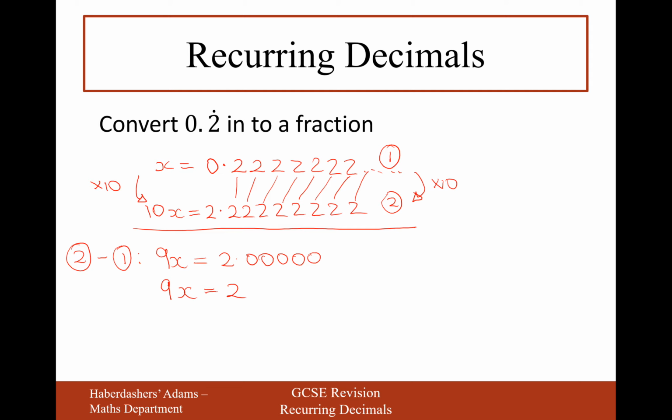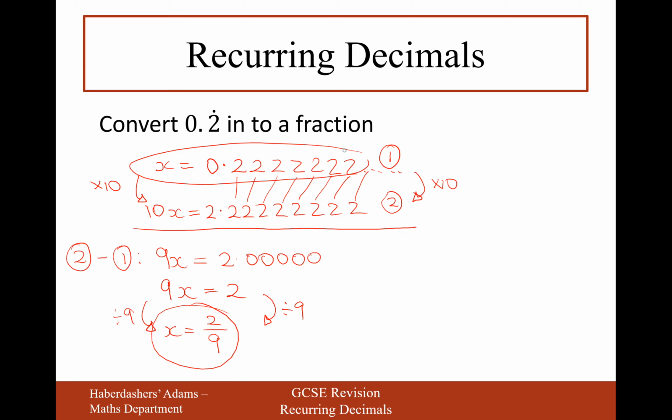And how could we turn this into a fraction to work out what x is? I'm going to divide both sides by 9, so I get x equals 2 divided by 9. There we are. I've turned x equal to 0.2 recurring into x equals 2 over 9. The answer to what 0.2 recurring is, is 2 over 9. So you've seen how to do the first question. I'll now go through a bunch more questions showing you how to do them, increasingly harder.